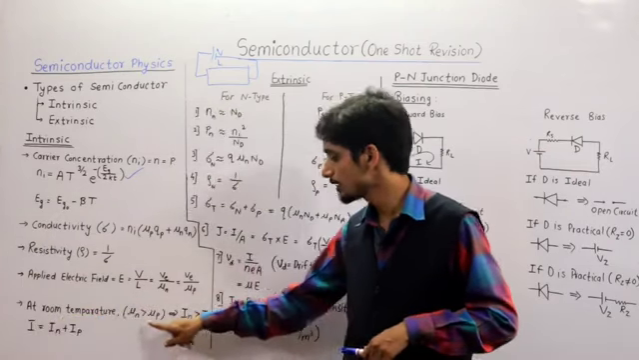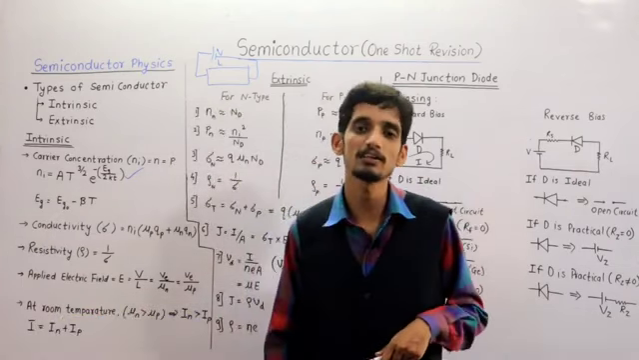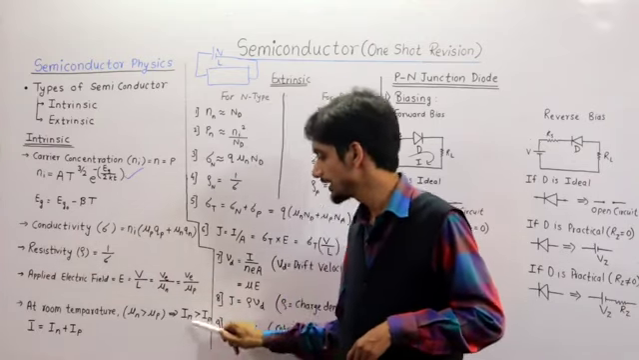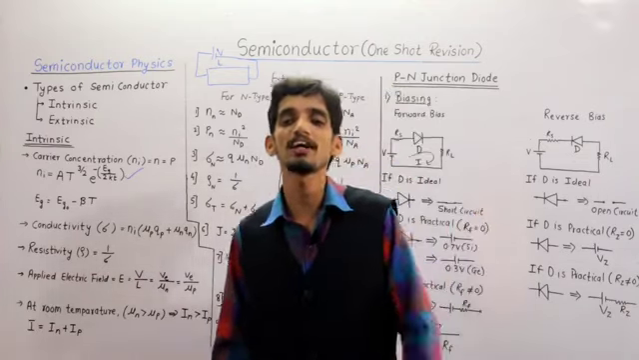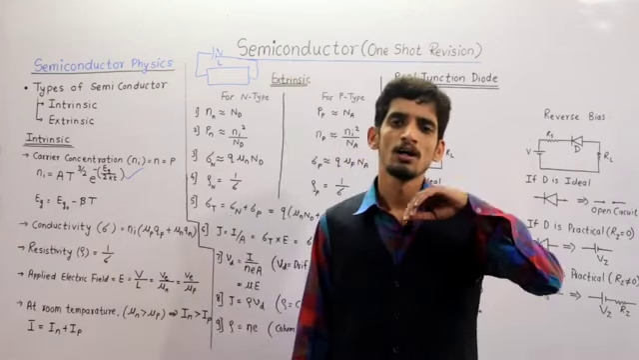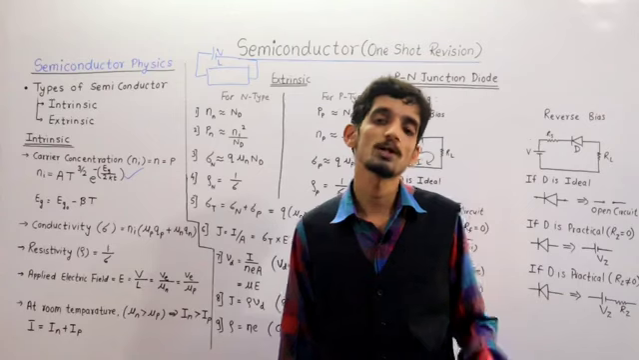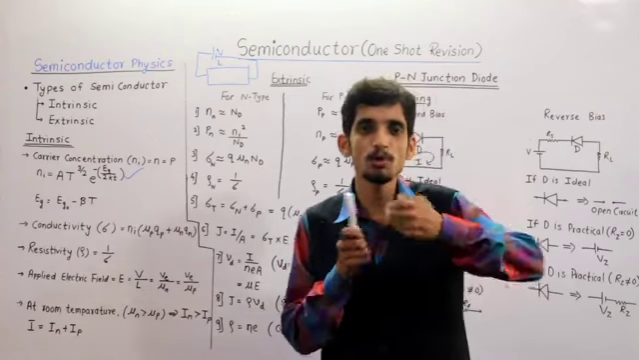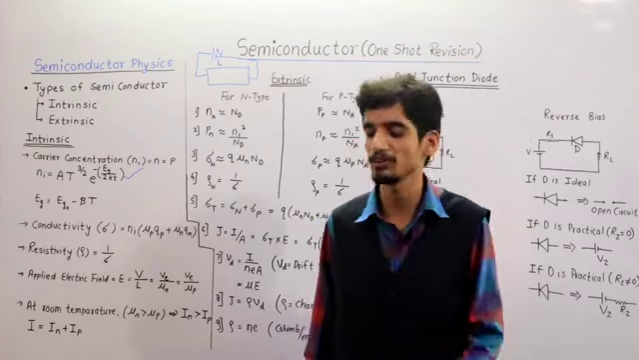At room temperature, mobility of electron is always greater than mobility of holes. So mu n is greater than mu p. It means electron current is greater than hole current. What is the reason behind this? Because mass of electron is less. That's why the mobility of electron is more. Electron is more movable than holes because mass of electron is less.